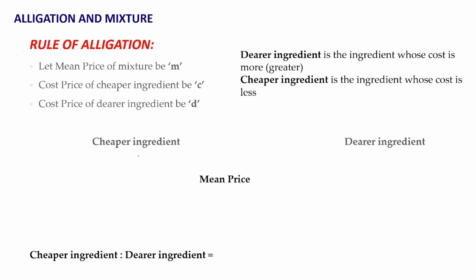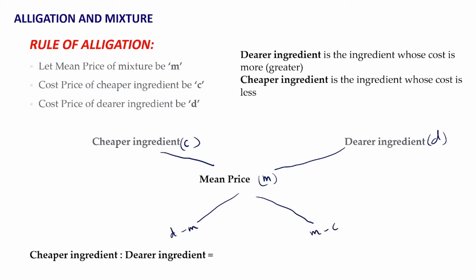The cost price of the cheaper ingredient is given by C, and the cost price of the dearer ingredient is given by D. The mean price is given by M. We draw a cross like this to find the ratio in which we have to mix the cheaper ingredient and the dearer ingredient. Here we have D minus M and here we have M minus C.